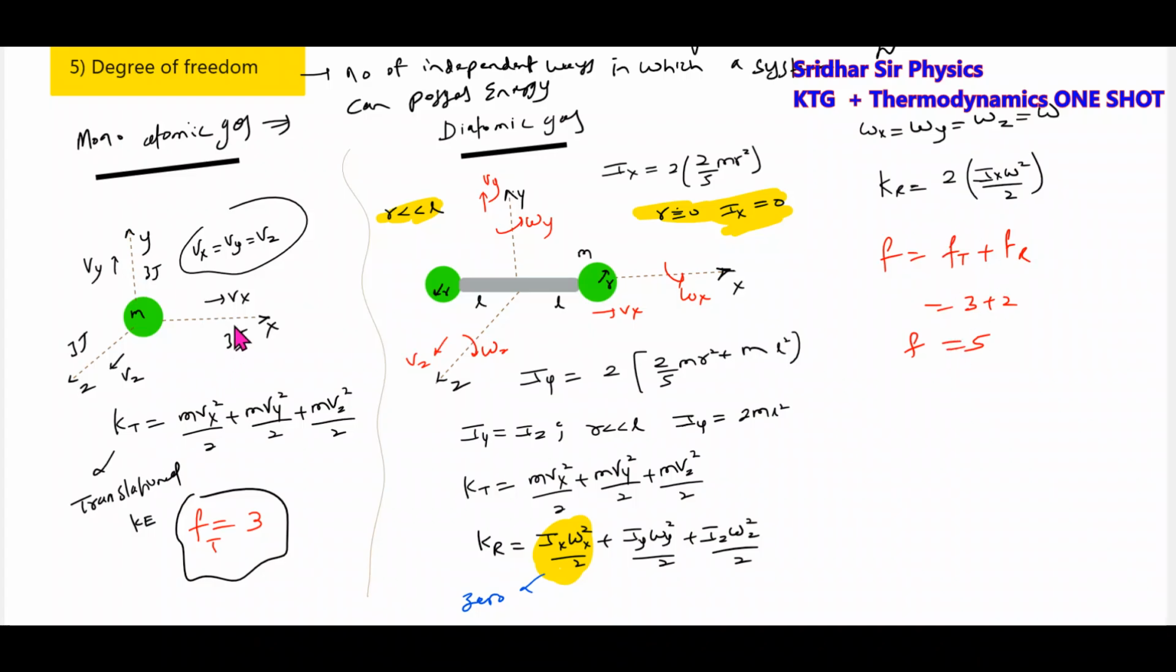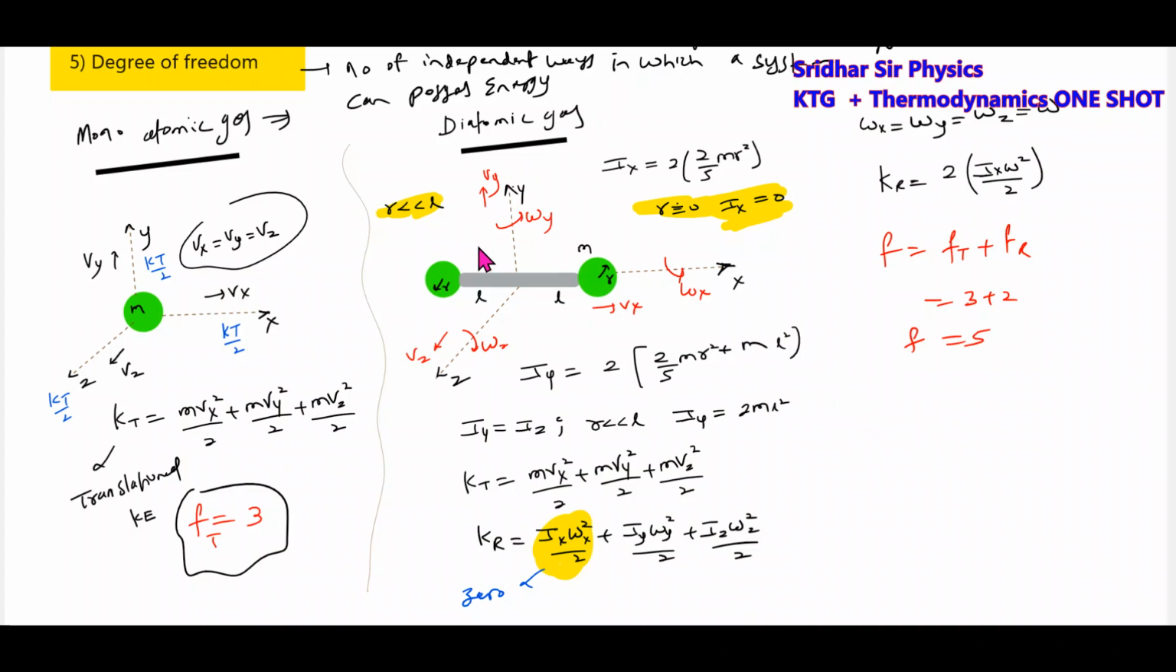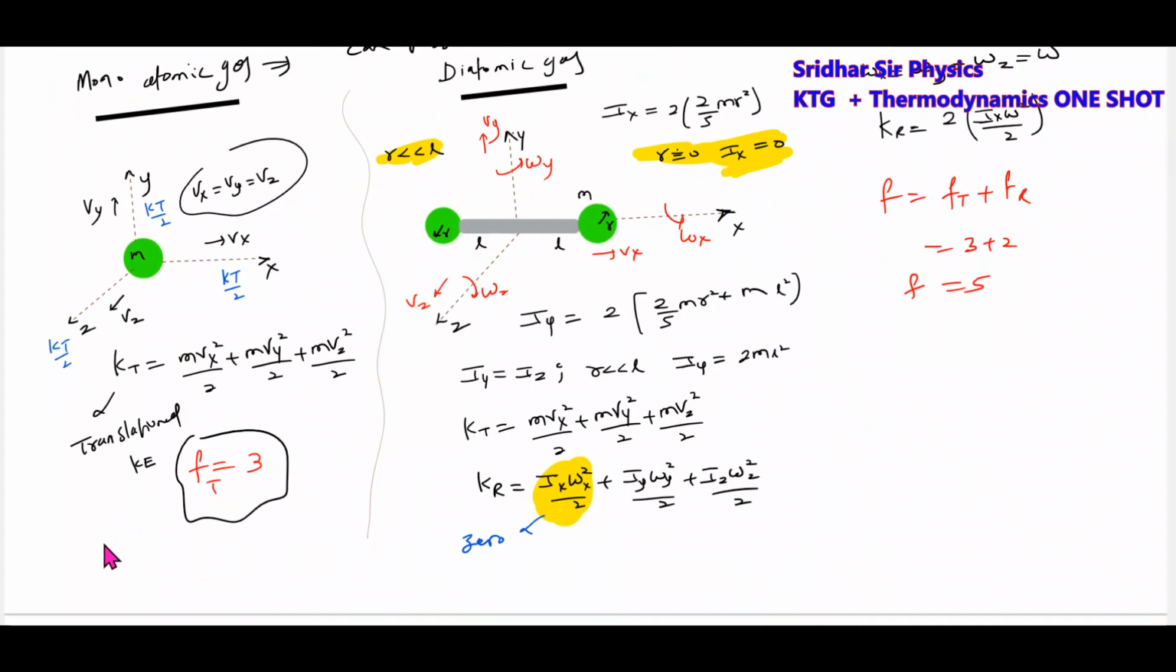Then according to Maxwell, if T is the temperature, in each degree of freedom, how many are there? 3 degrees of freedom. In each degree of freedom, half kT will be present. Why half kT? Because if you see the average translational kinetic energy, the total kinetic energy of the molecule is given by 3 by 2 kT.